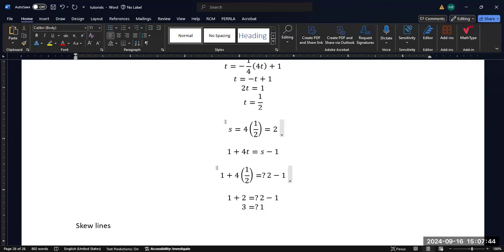Again, you would need your s and t to satisfy that third equation. And if they satisfy that third equation, then they will satisfy all three components, and they will have a point of intersection. But if they fail to have a point of intersection, then they're skew.